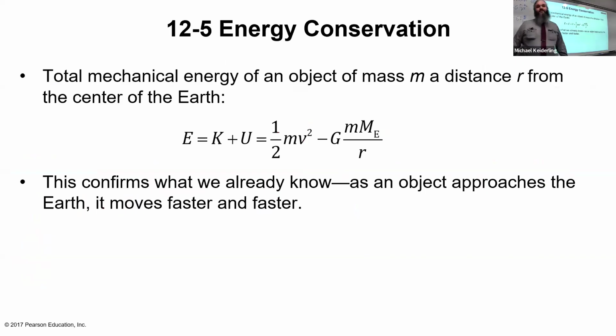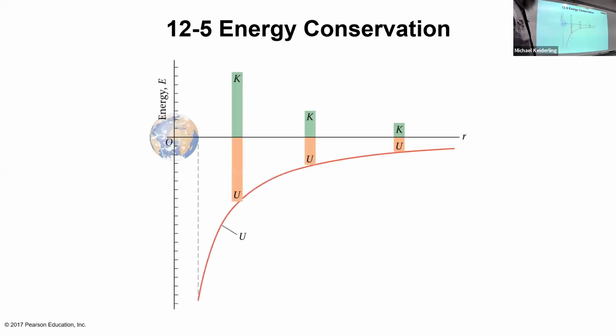Now, when something's in an orbit, the total mechanical energy of an object of mass m at distance r from the center of the Earth is conserved. This confirms what we already know, that as an object approaches the Earth, it moves faster and faster. As an object orbits, when it's closer to the Earth, it's faster. When it's further from the Earth, it's slower. So here's the potential energy, kinetic energy relationship. Remember, potential energy is negative, so the kinetic energy is positive and of the same size to add up to 0.